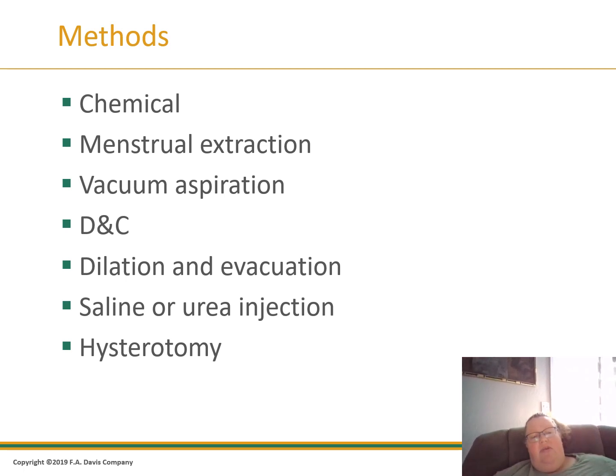Anyhow, our methods are chemical, which is pill basically, menstrual extraction, which is basically they induce a menstrual cycle. Vacuum aspiration usually has to be done for babies of later or embryos of later dates. And D&C is another way of doing that as well, where they dilate the cervix and basically scrape the inside of the uterine wall. Saline and urea injection and hysterotomy.